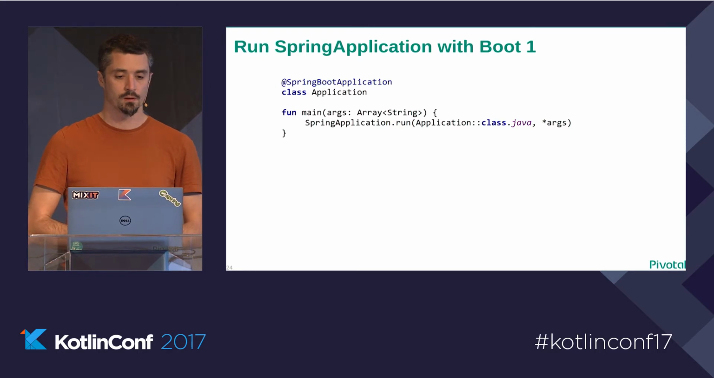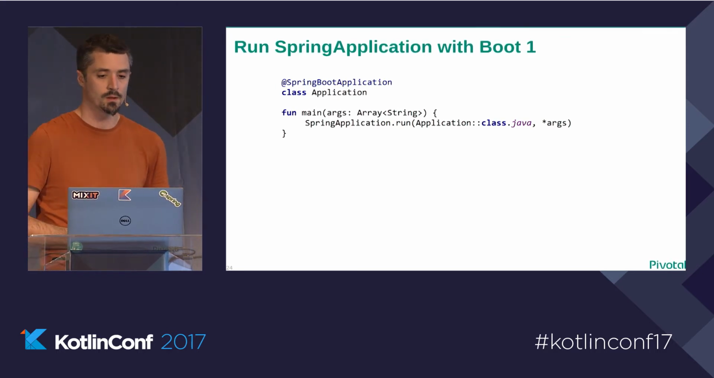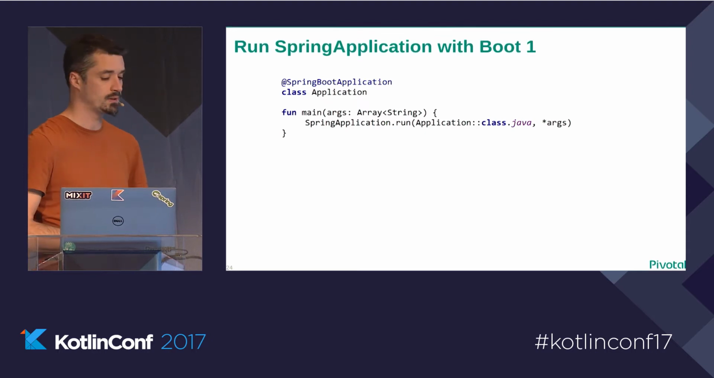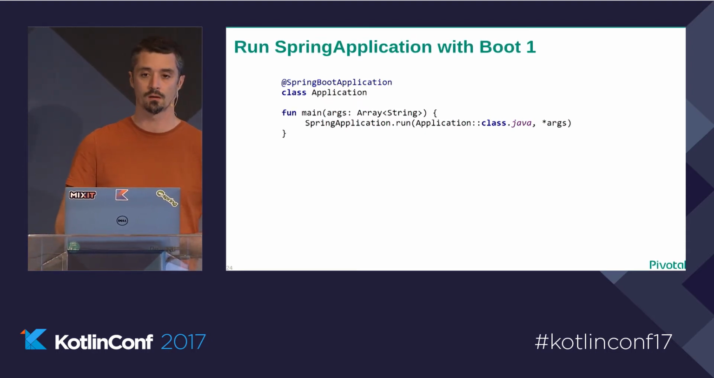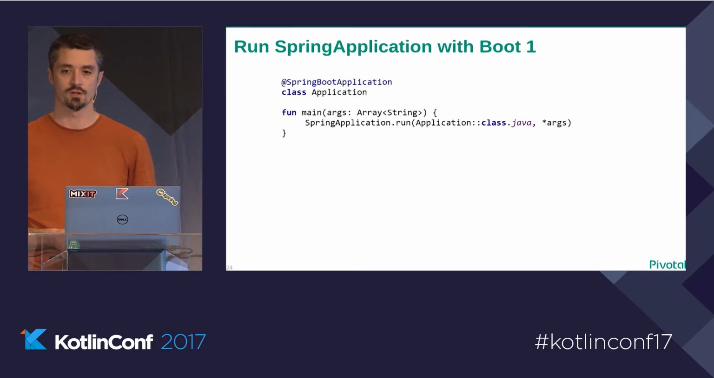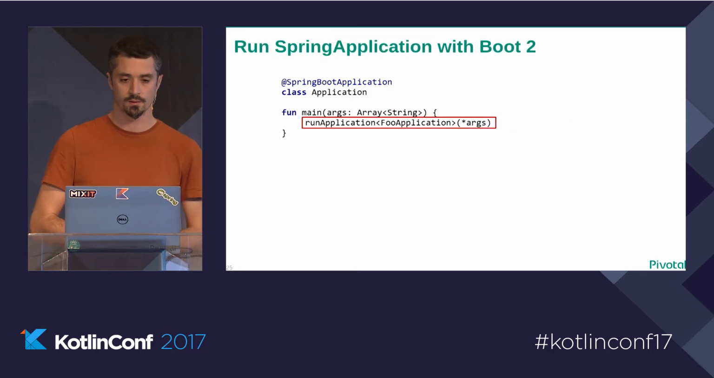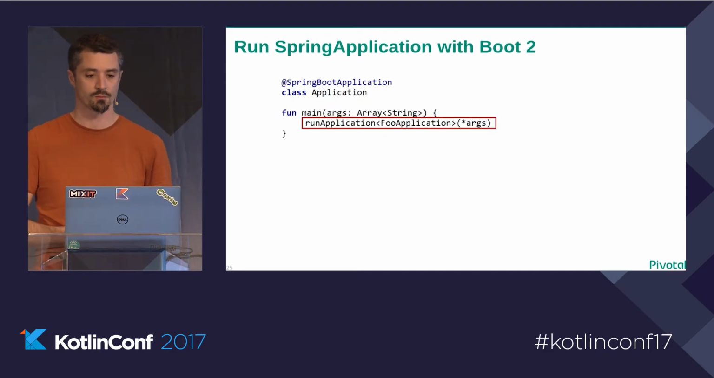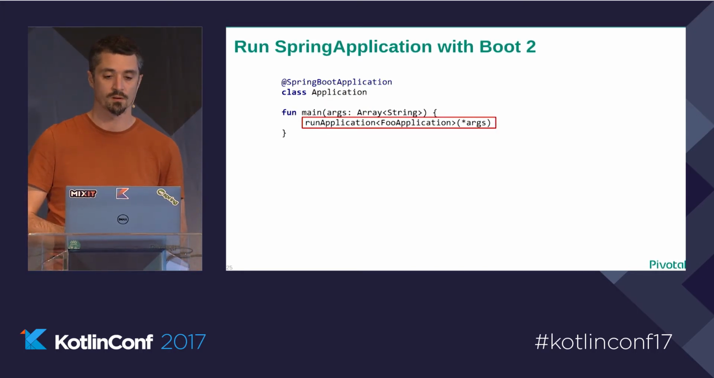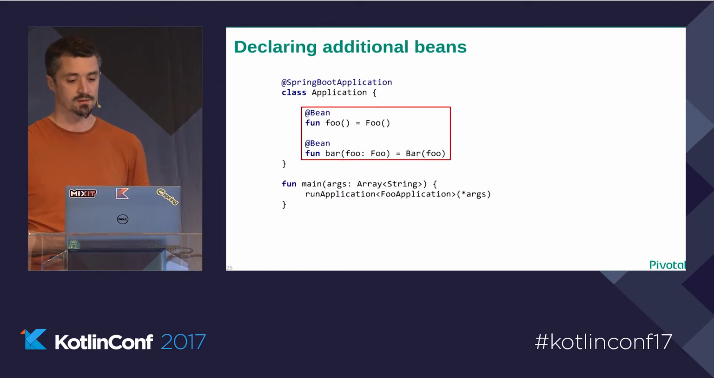So this is a regular startup of a Spring application with Spring Boot 1. You can see that it's very short, obviously. We take advantage of the fact that Kotlin supports top-level functions. But you can see that we are using ::class.java, which is not super idiomatic. So with Spring Boot 2, we are providing a new top-level function, runApplication, which takes advantage of reified type parameters, and you just specify the class of your application, and that's it.